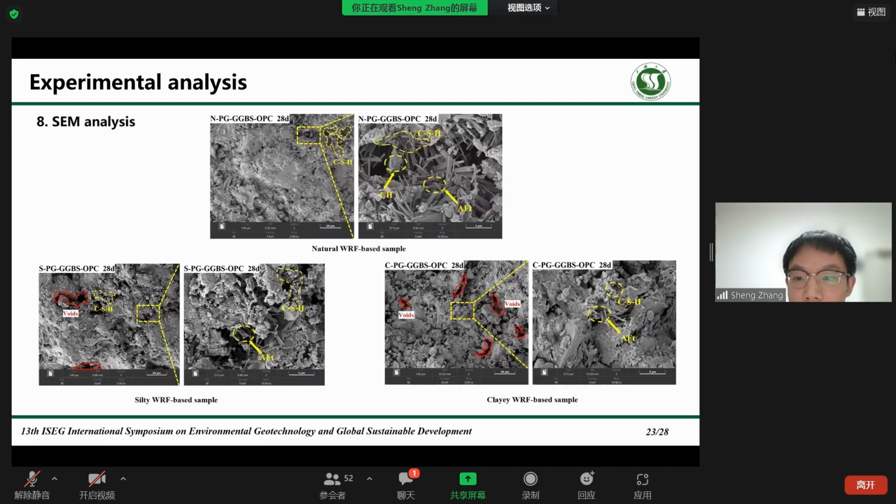The scanning electron microscope test results show the microstructure of the three kinds of samples. It can be seen that the natural WRF-based sample has fewer pores and more hydration products, which is consistent with the previous experimental results. The number of pores in the sooty sample is slightly less than that in the clay sample, but the pore diameter of these pores is larger, and the clay sample has more pores.